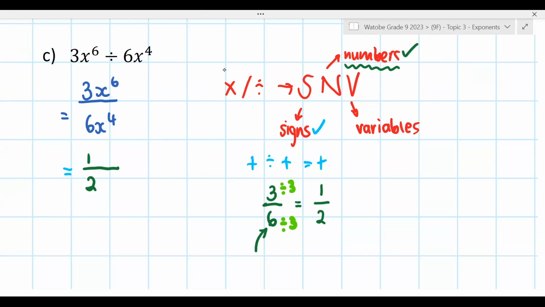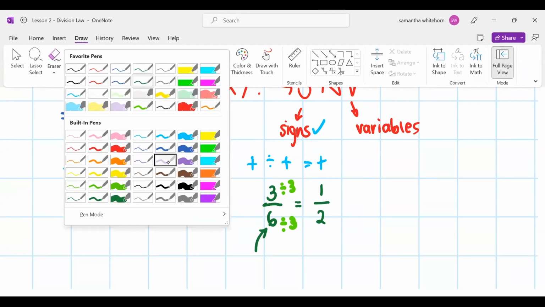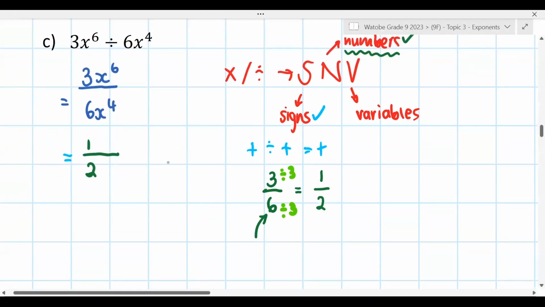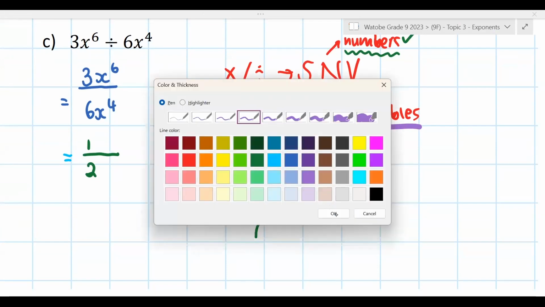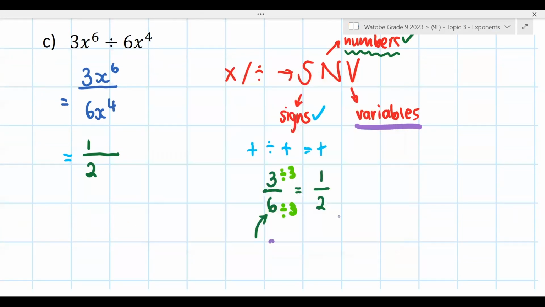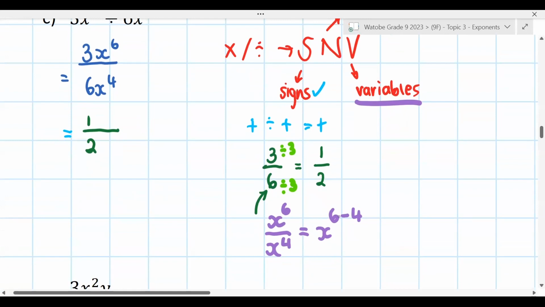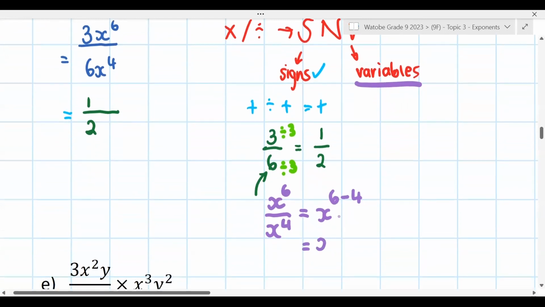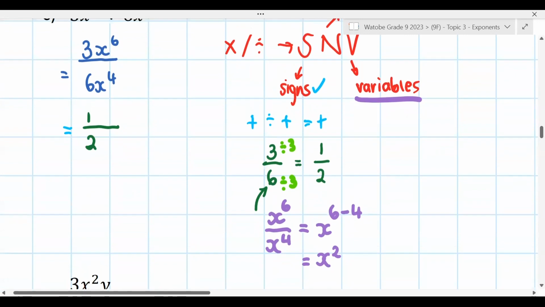I then move on to my variables. So if I look at my variables here, the variables I'm working with, that is an aggressively thick pen. Let me just make that a touch thinner. If I look at my variables here, I've got x to the power 6 divided by x to the power 4. Now, if you're going to apply your exponent law, that tells me to take my top exponent and subtract my bottom exponent. And so x to the power 6 minus 4 is actually just x to the power 2.